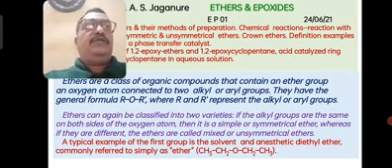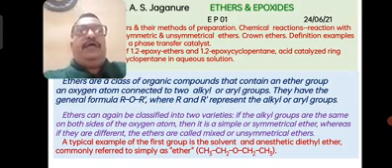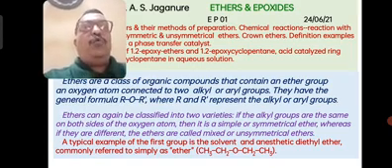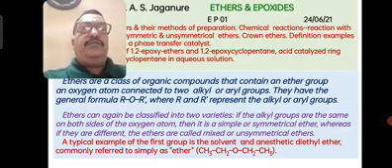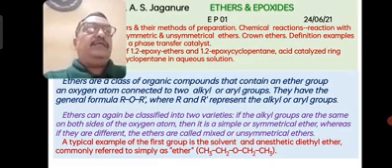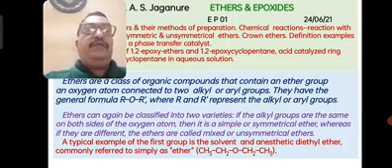Ethers are a special class of organic compound having the general formula ROR or ROR dash, to distinguish the two alkyl or aryl groups. R is an alkyl or aryl group, O is oxygen, and that oxygen is again bonded to R or R dash. As I have told you, R and R dash may be alkyl or aryl groups.